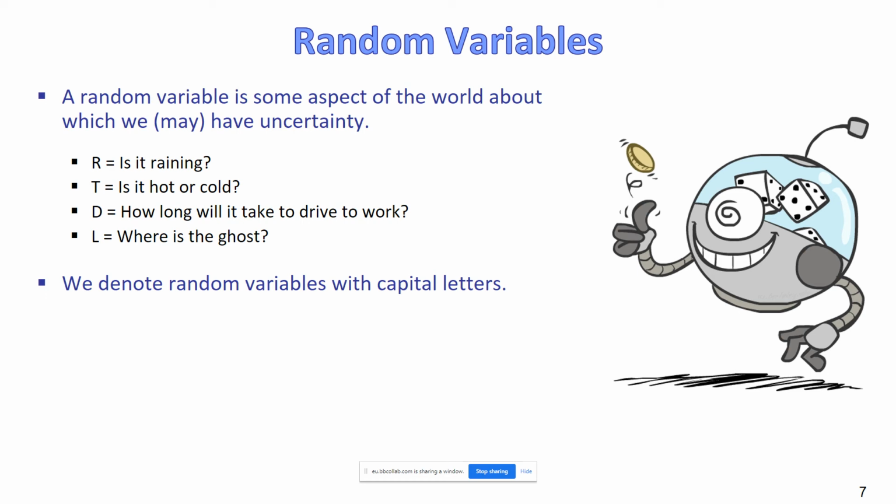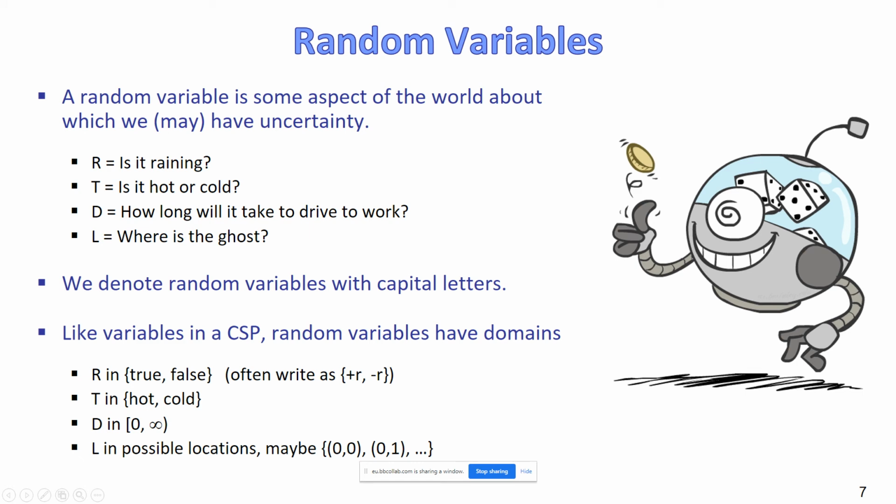So a random variable is about something in the real world. We are not 100% sure of their values. That's why they are called random. And of course, each random variable has a domain which defines the legal values for that variable. Usually in this course, we will denote random variables with capital letters. So whenever we use capital letters, we mean actually a random variable. And as I said, each variable has a domain.